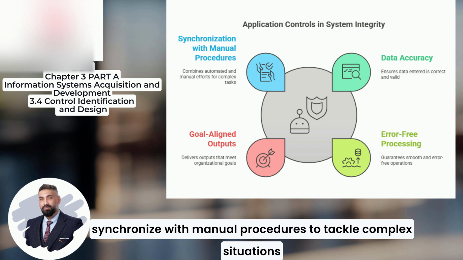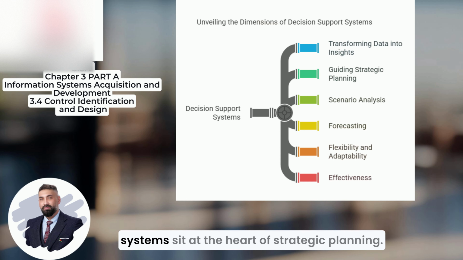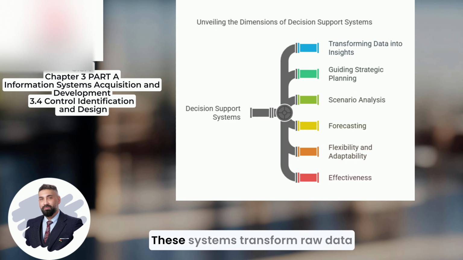Decision support systems, from data to insight. Finally, let's step into the modern throne room, where decision support systems, DSS, sit at the heart of strategic planning. These systems transform raw data into actionable insights, guiding leaders through dynamic and unstructured decisions. Imagine a wise counselor whispering scenarios, forecasts, and what-if analyses based on user input and historical trends. A DSS isn't just a tool to crunch numbers, it's an evolving assistant for executives and analysts.